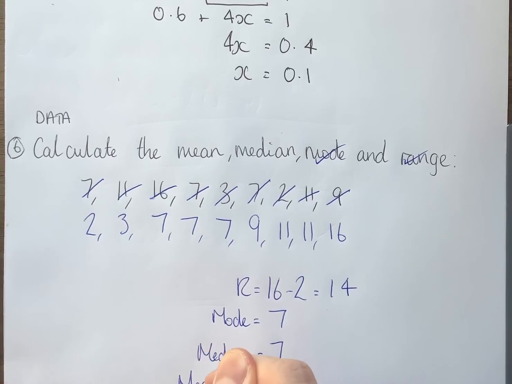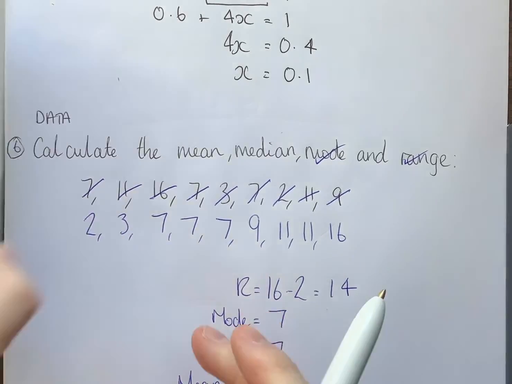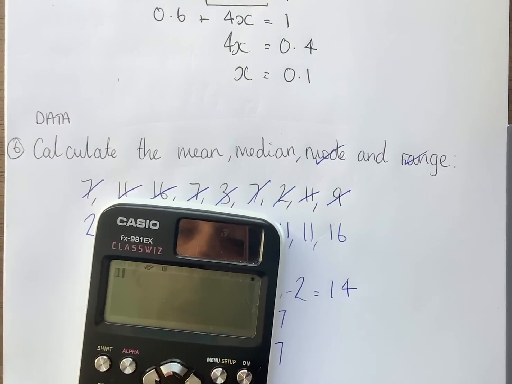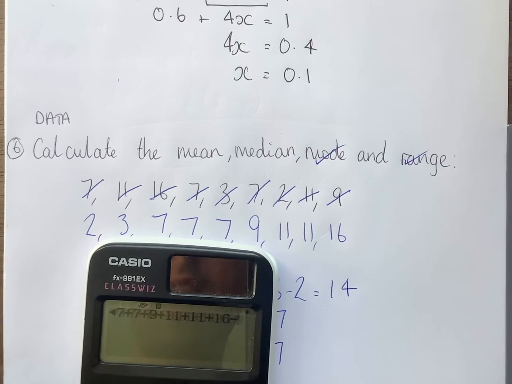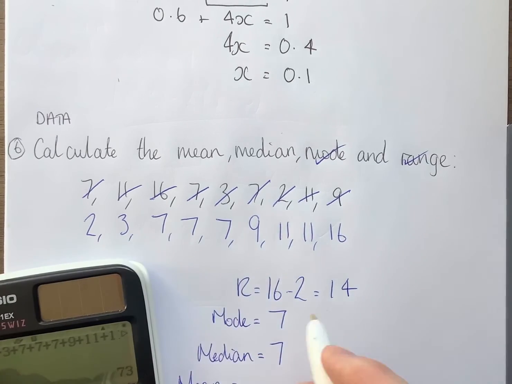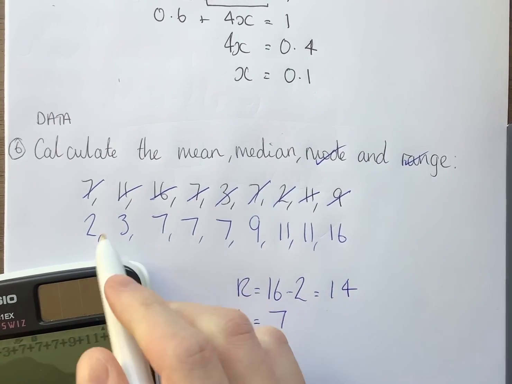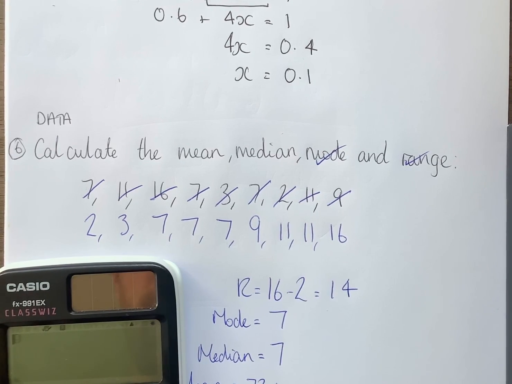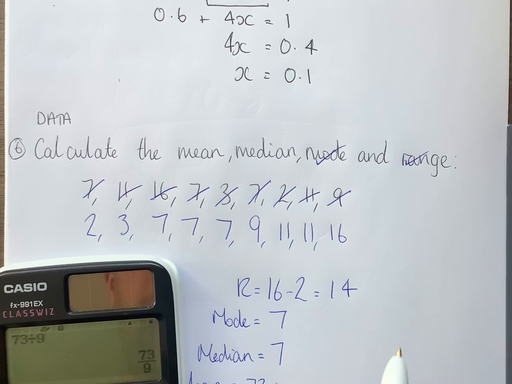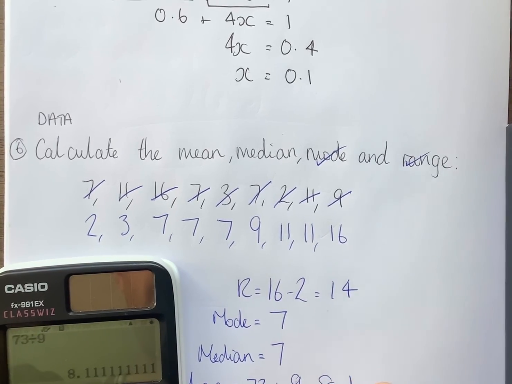And then the mean, I've got to add them all together and divide them by how many there are, so 2 plus 3... I've got 73 divided by 9, which is 8.1. There you go.